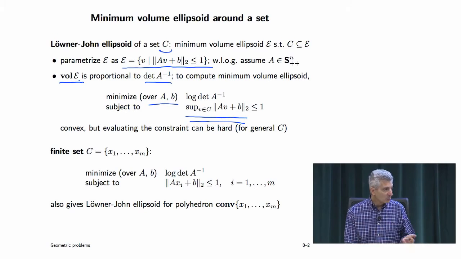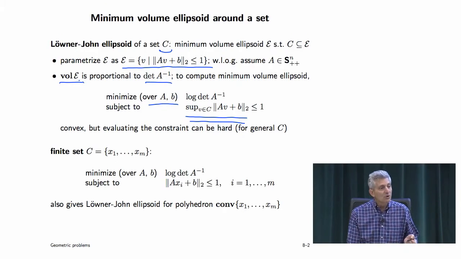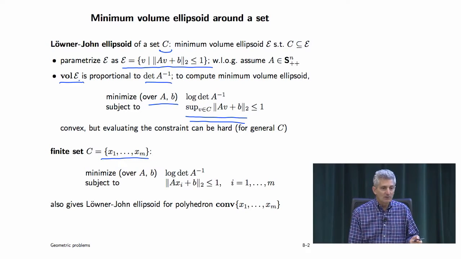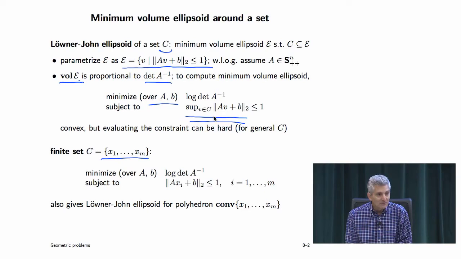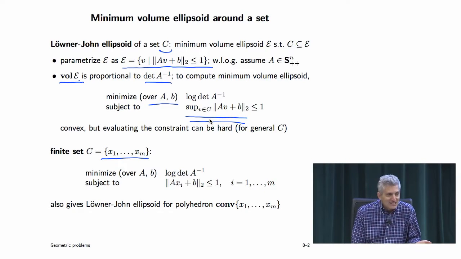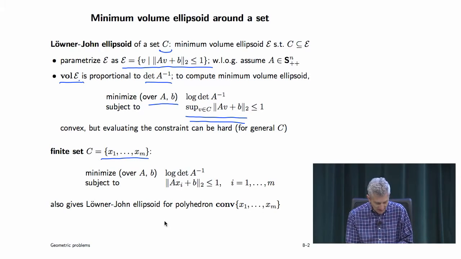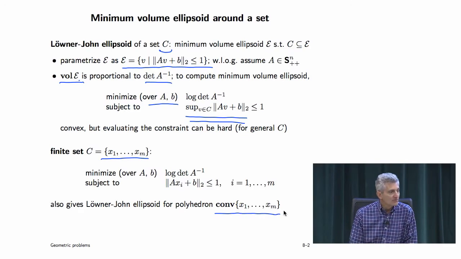So here's a simple case where it is. There's actually a whole bunch where it is. I mean, not a whole bunch, but there's a bunch of cases where it's tractable. But here's one where it is. Let's take C to be a finite set. So I have a cloud of points, and I want to compute the minimum volume ellipsoid that covers it, right? So that's the idea. So here, well, that's very simple because the sup over V in C is nothing but a requirement that each of these points is in the set, and so you get this. And of course, that's the Löwner-John ellipsoid for a polyhedron described by its vertices, right?